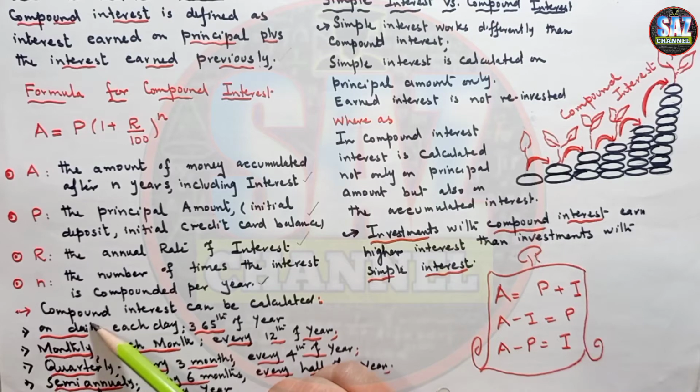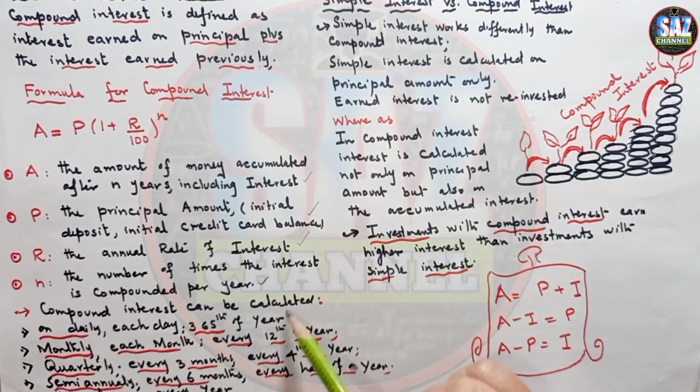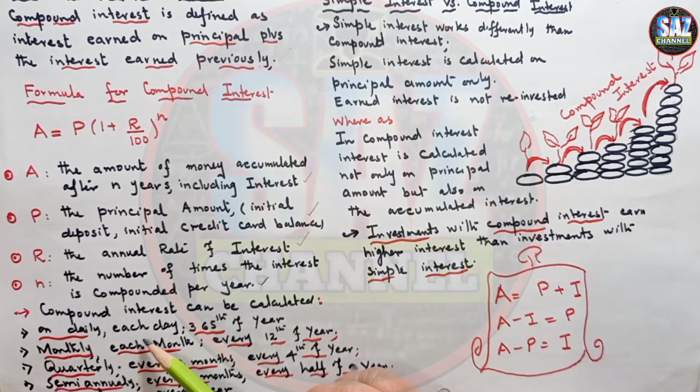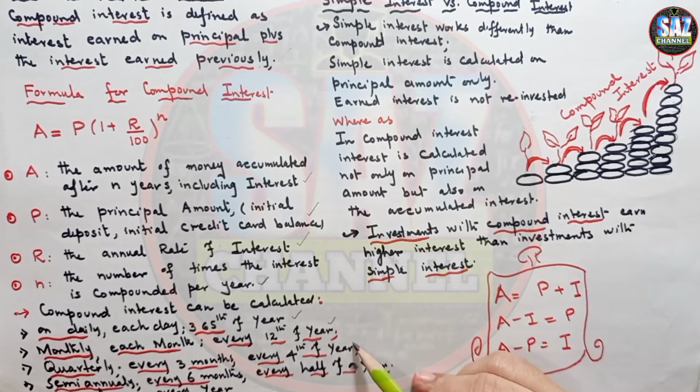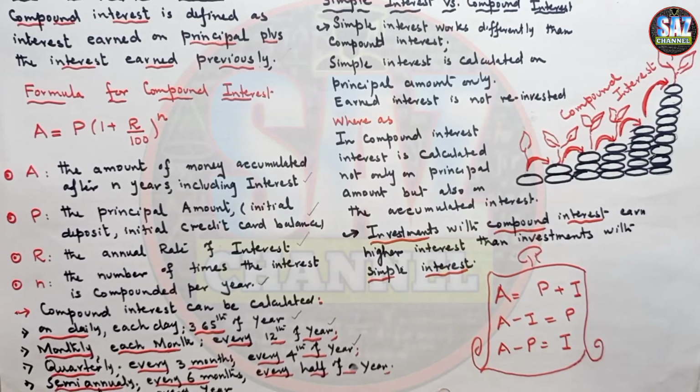Now, compound interest can be calculated on a daily basis, that is 365th of the year, or on a monthly basis, every month, 12th of the year, or quarterly, every 3 months, every 4th of the year, then semi-annually, every 6 months, or every half of the year, or annually, every year.